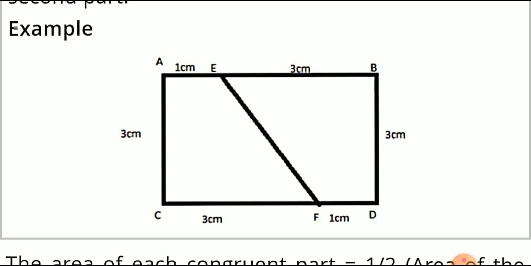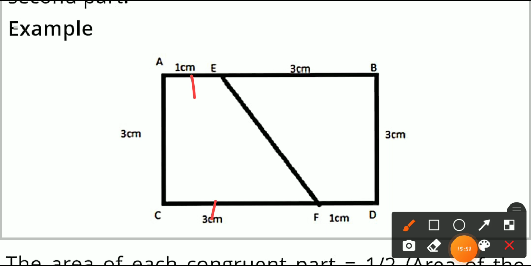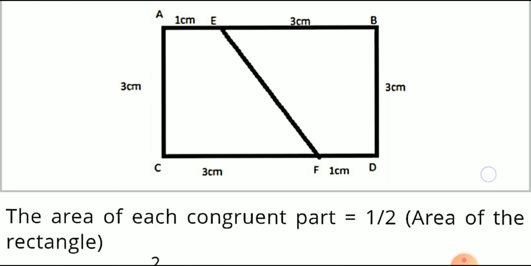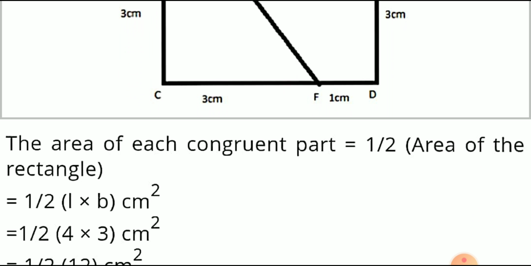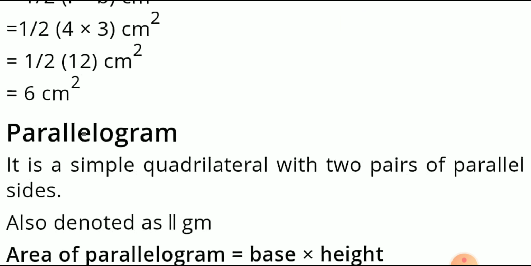Okay, so here we can see that this and this are parallel. I'm saying parallel, not equal. Parallel means which do not intersect each other. I already told you about it in the chapter lines and angles. So the area of the congruent part is equal to half the area of the rectangle. So this will be the formula.